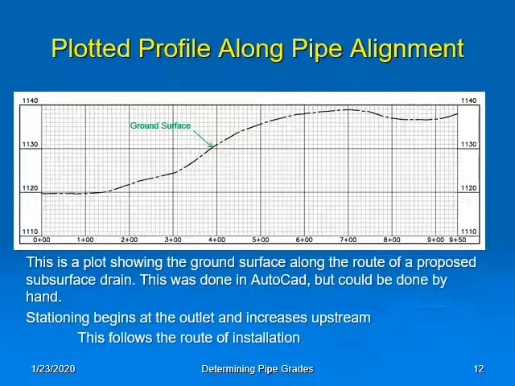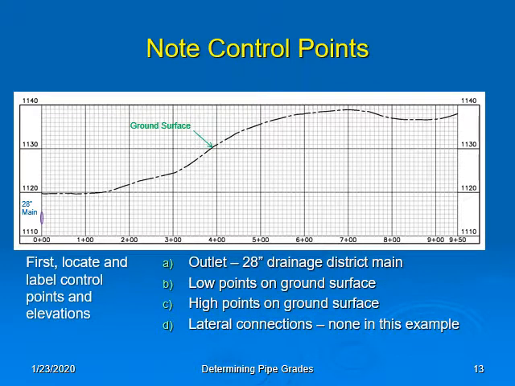With the ground surface plotted, we want to note the high and low spots along the profile and draw in any other points that may affect the drain design, such as laterals, locations and elevations, outlet elevations, etc. We need to note the elevations that control the pipe depth on the working profile drawing. In this example, we are using the drainage district main as the outlet, so we'll add the flow line of the drainage district main to our profile, as you can see in the lower left-hand corner at station 0+00.